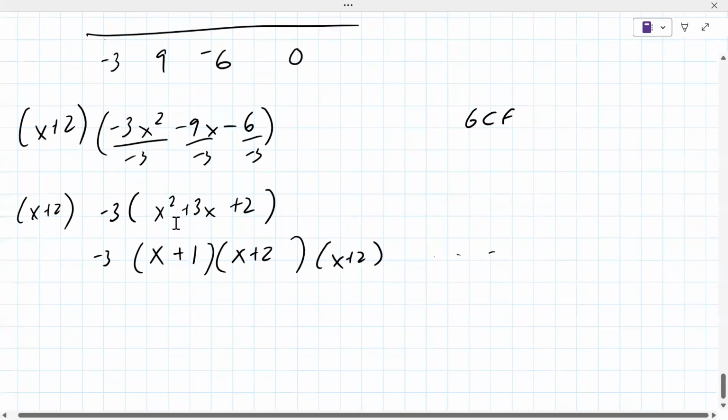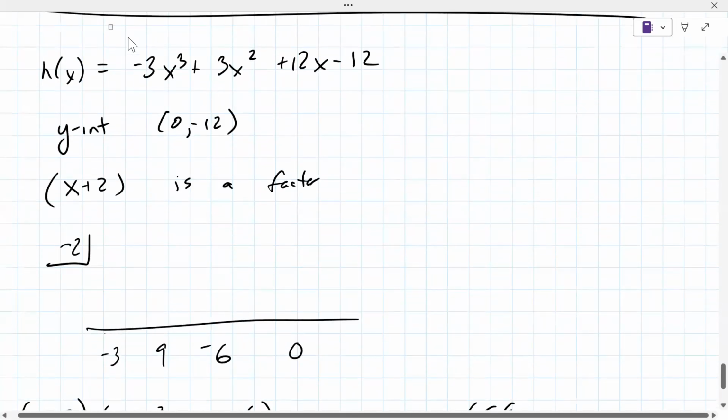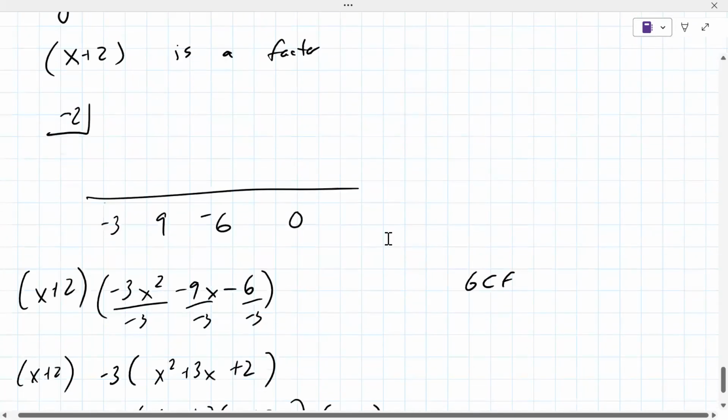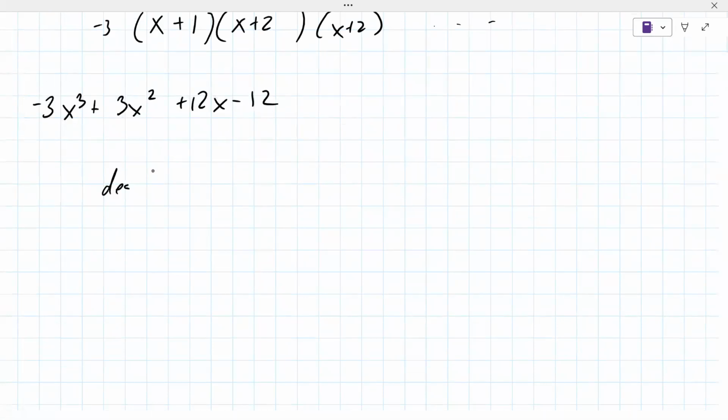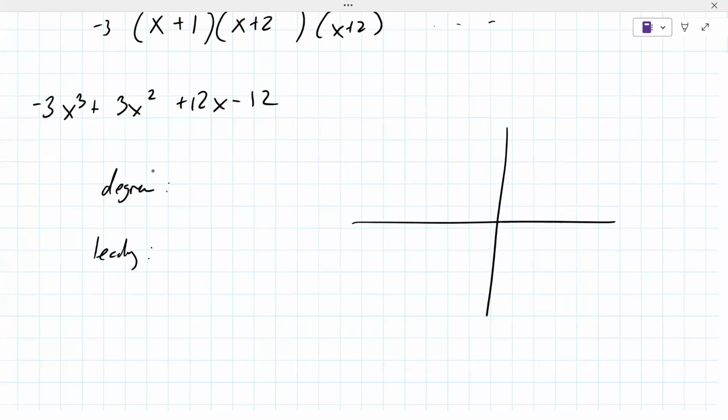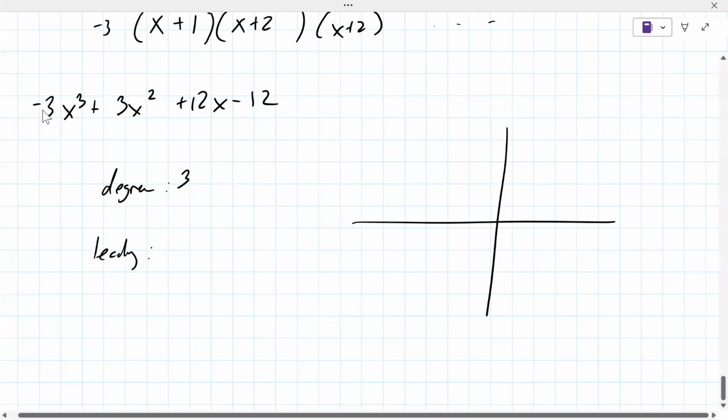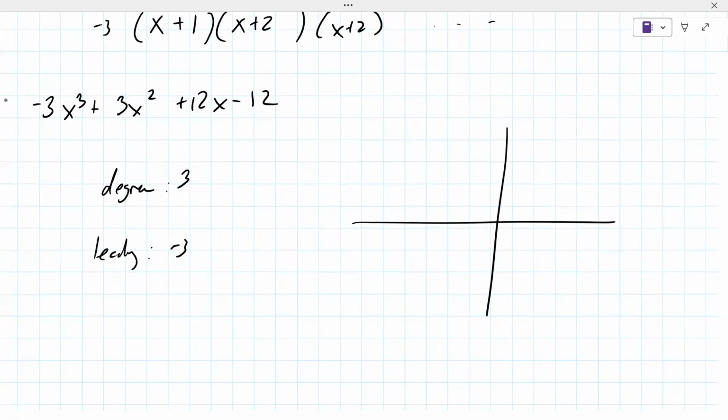So then, let's go back and talk about end behavior because this one's a little bit different. What's the degree and the leading coefficient? The degree is 3. The leading coefficient is -3. So it starts high and ends low.